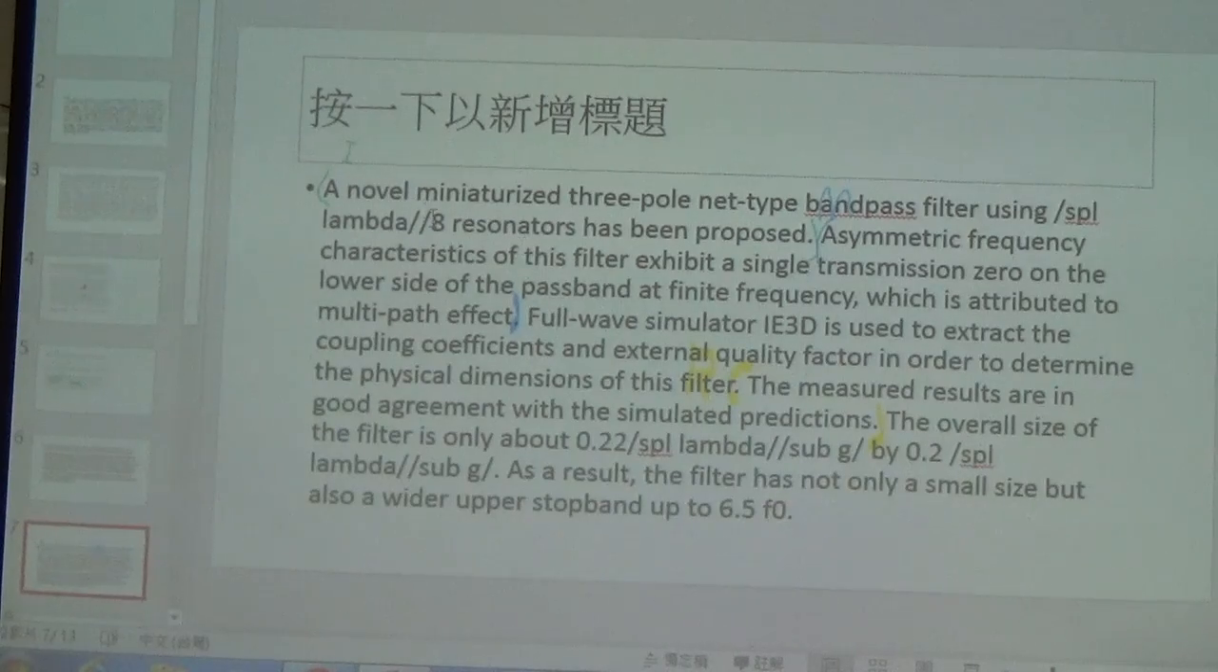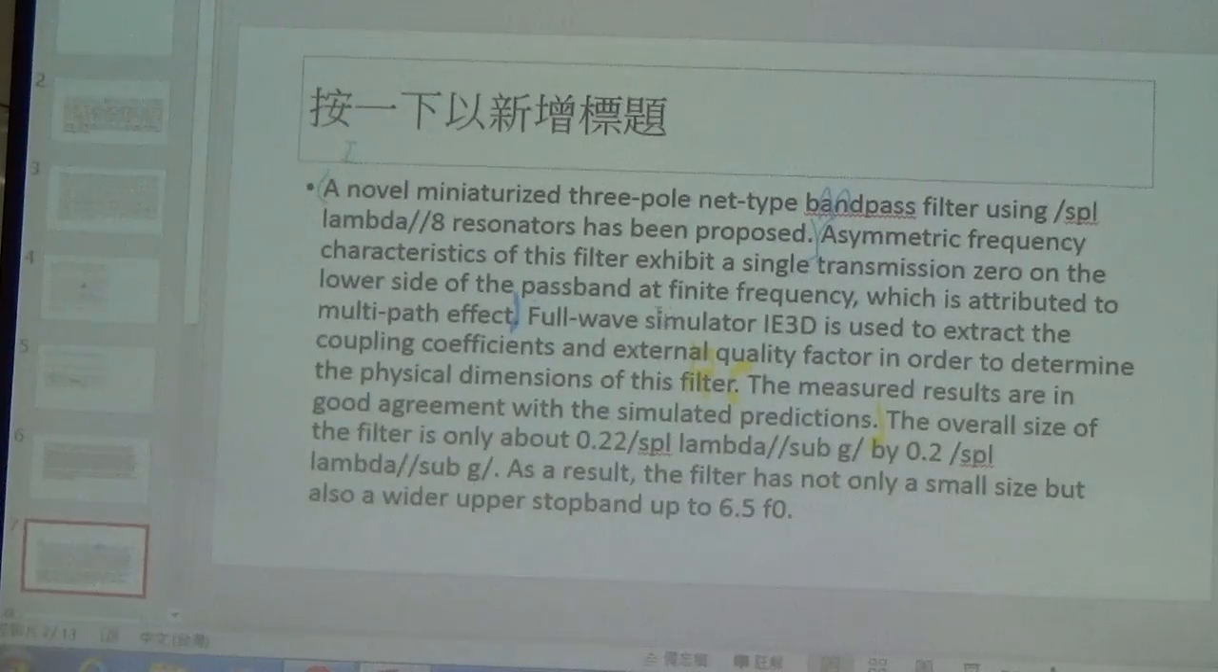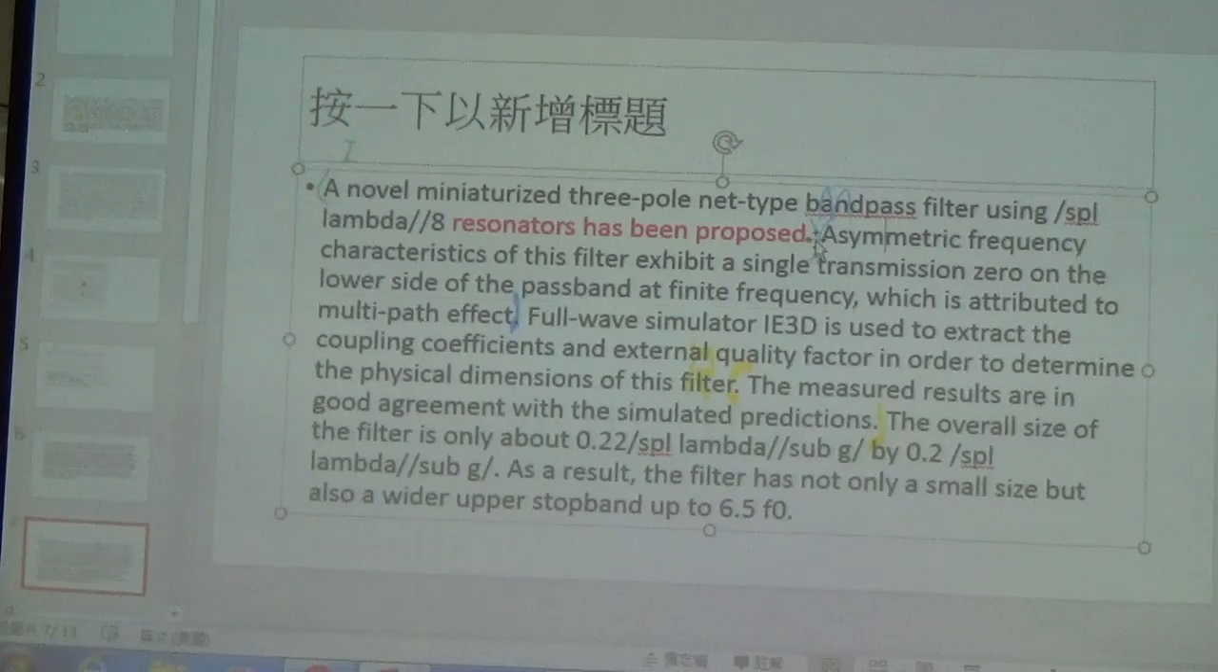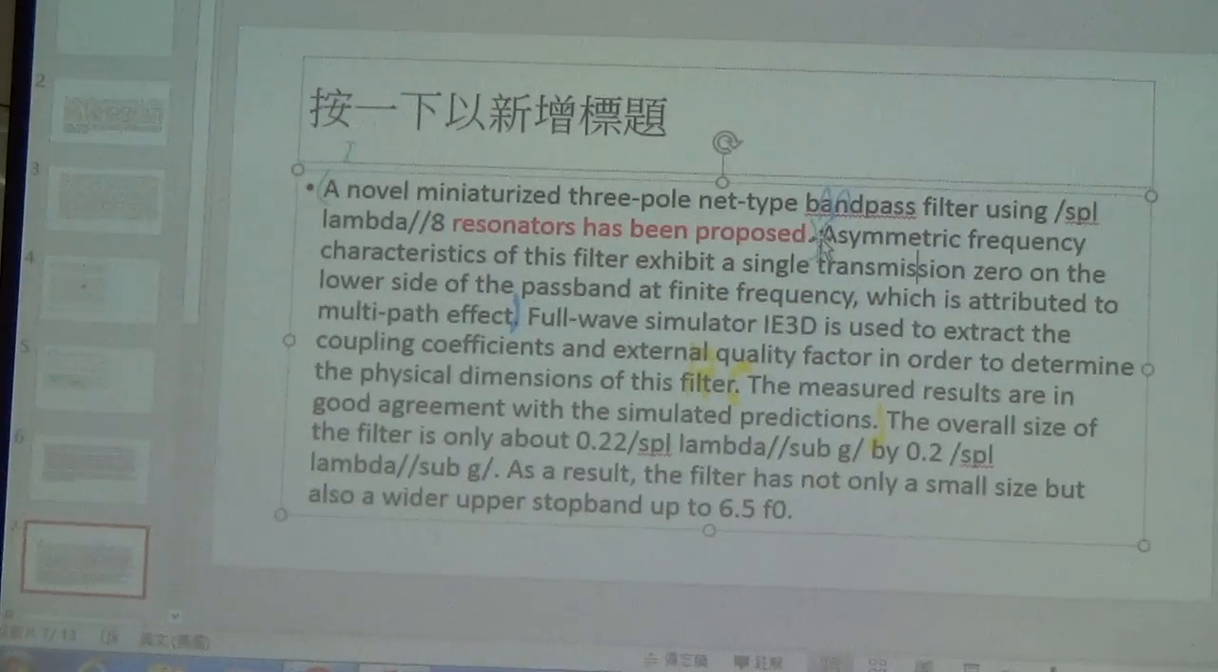Actually, this abstract is in a mess. "Has been proposed" for the first problem. "Has been proposed" means someone else, not the team, proposed this, two years ago, three years ago, but not this team. So the tense is wrong. And then the methods. Where's the verb?